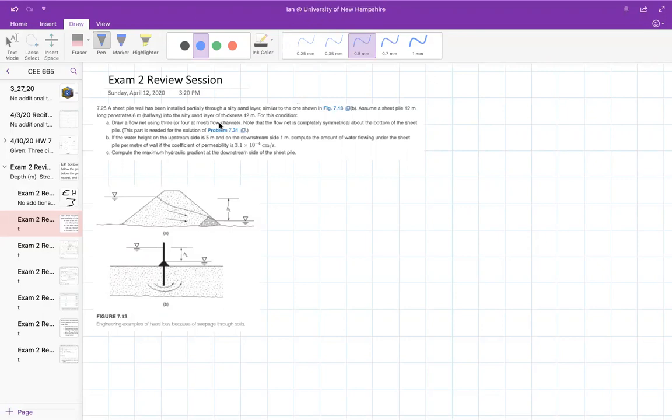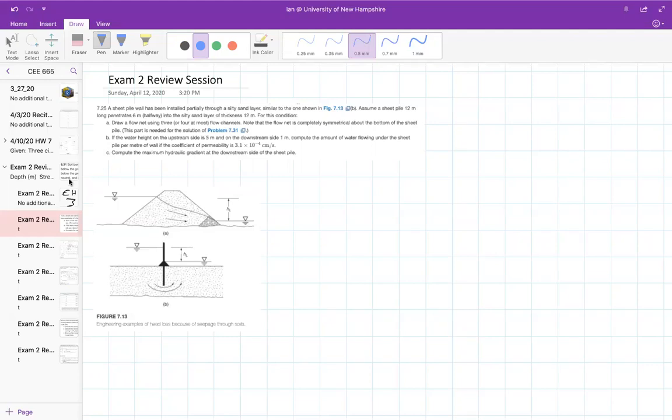And then, if the water height on the upstream side is 5 meters on the downstream side, compute the amount of water flowing under the sheet pile per meter of wall, given the coefficient of permeability, and then compute the maximum hydraulic gradient at the downstream side of the sheet pile.